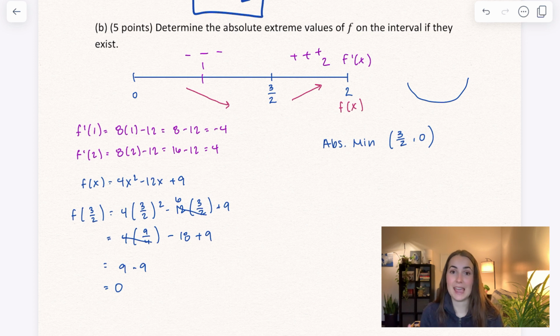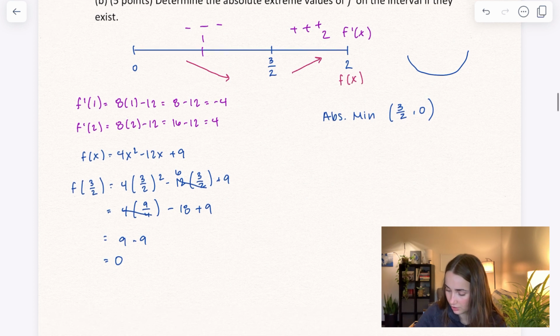So now we need to find the absolute maximum, and that's going to occur either at 0 or 2. So we need to plug both of those into our function and see which one's larger.